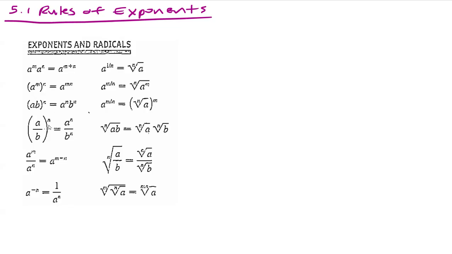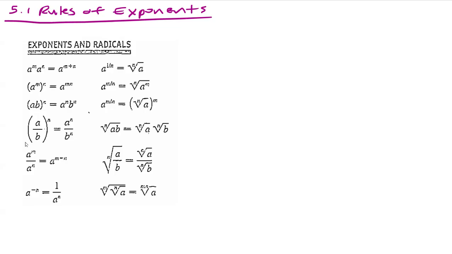This one is being divided, so a over b to the n will be a to the n divided by b to the n, and then a to the m over a to the n, you just subtract the powers. When you multiply, you add the exponents. When you divide, you subtract the exponents, in layman's terms. And then this one, if it is a negative power, to make it positive you just move it down to the denominator and vice versa. So these are the rules that will make and break students.